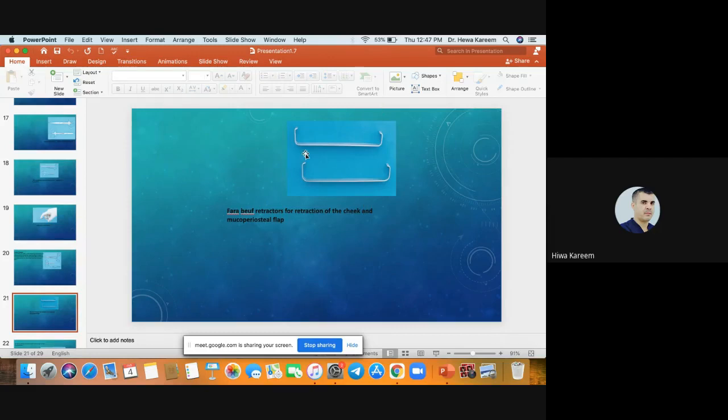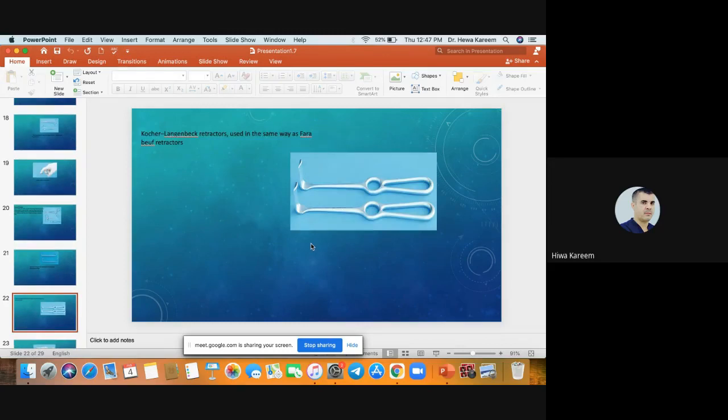This is retractor. Farabeuf retractor for retraction of the cheek and mucoperiosteal flap. And this instrument is most commonly used during GA. Also, Kocher or Langenbeck retractor is used the same as ours for cheek retraction or mucoperiosteal flap.